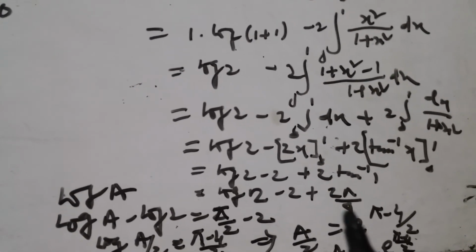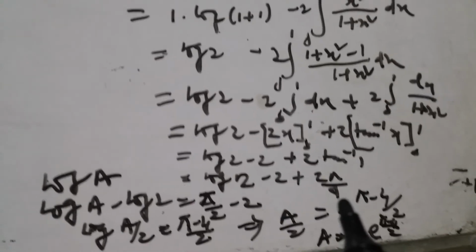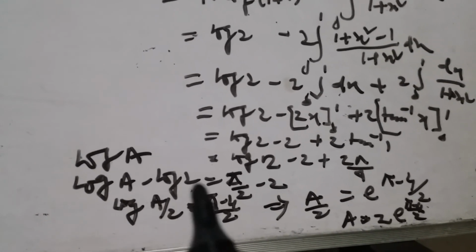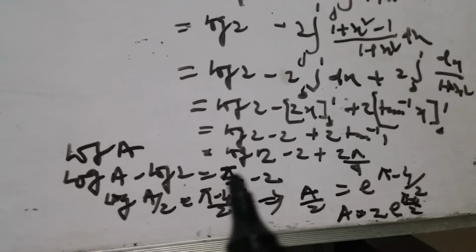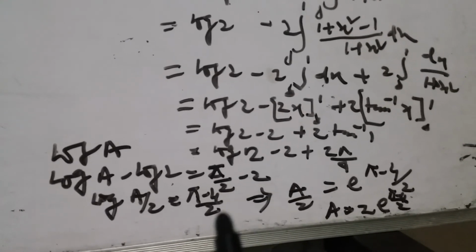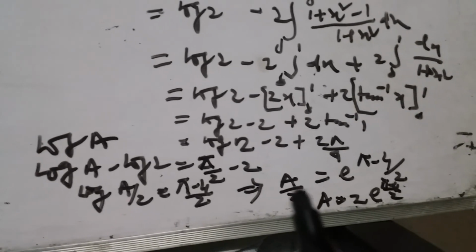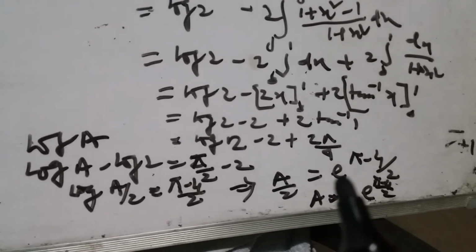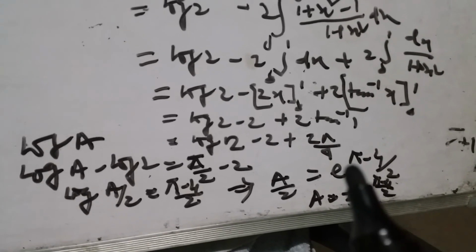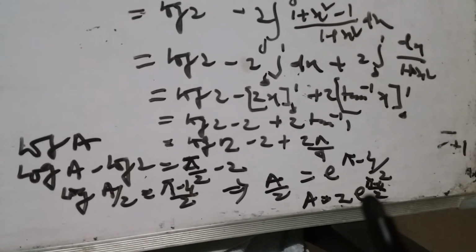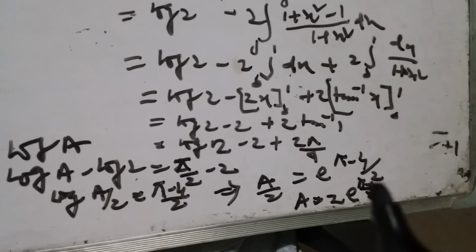So log 2 minus 2 plus pi/2. Taking log 2 here, the log a minus log 2, so log(a/2) equals pi/2 minus 2, that is (pi minus 4)/2. Hence a/2 equal to e^((pi minus 4)/2), so a equal to 2 into e^((pi minus 4)/2).